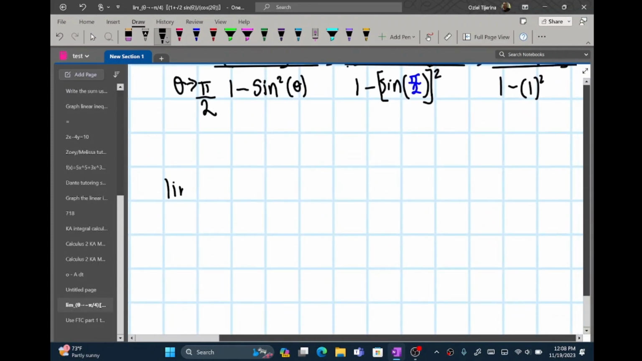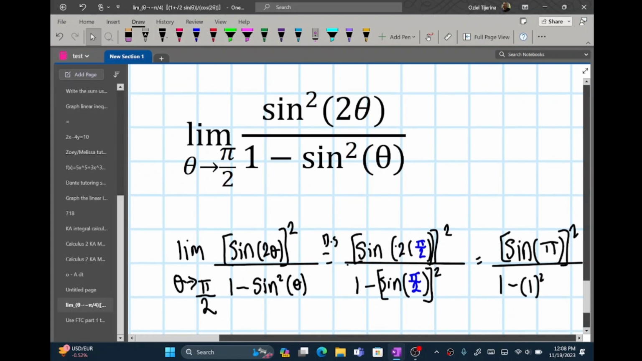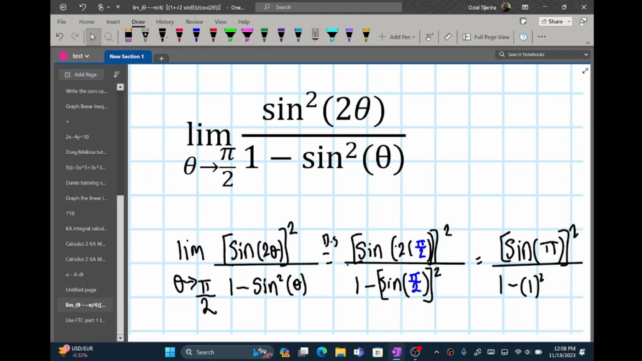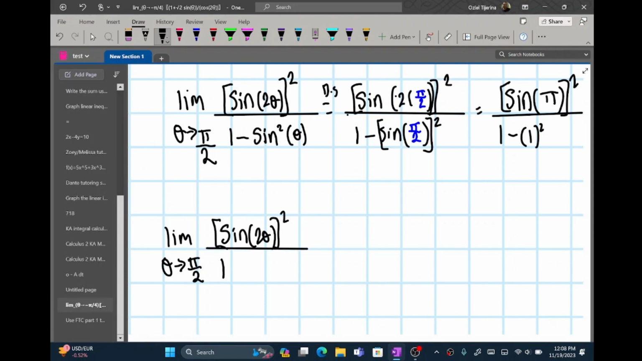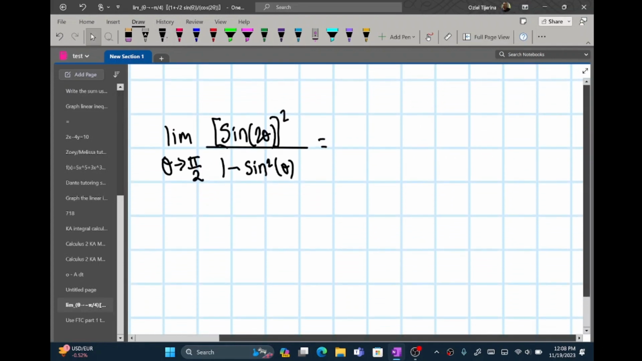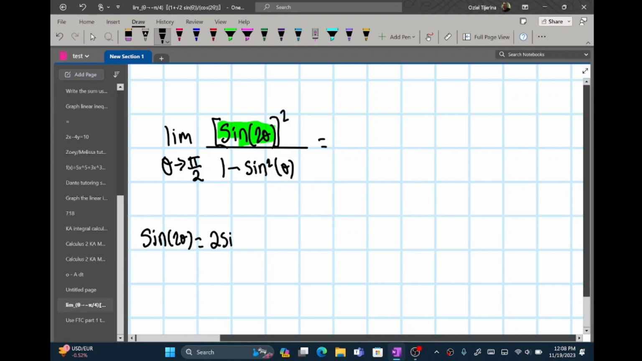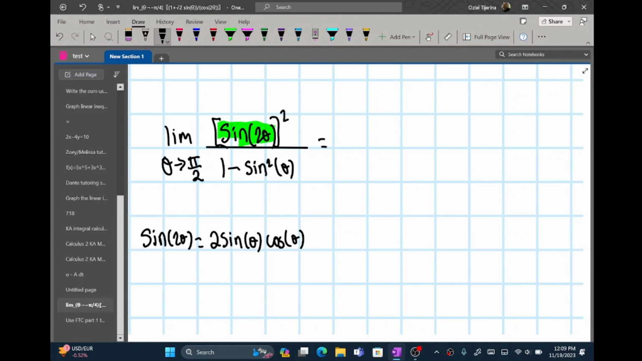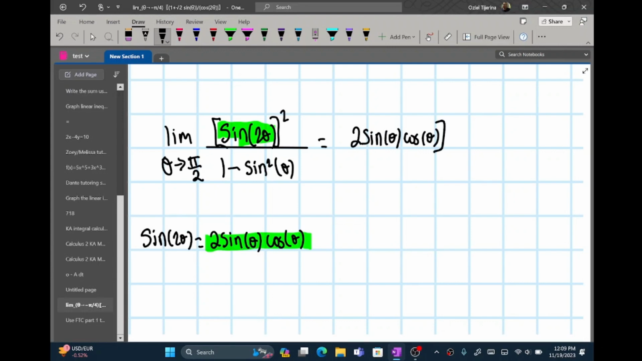Now, we rewrite the limit as theta approaches pi over 2 of sine of 2 theta quantity squared over 1 minus sine squared of theta. If y'all remember from trig identities, the double angle identity, I'm going to write that down really quick: sine of 2 theta is equal to 2 sine theta cosine theta. And so we're going to put that in for the sine of 2 theta. So we have 2 sine theta cosine theta, and this is all squared.